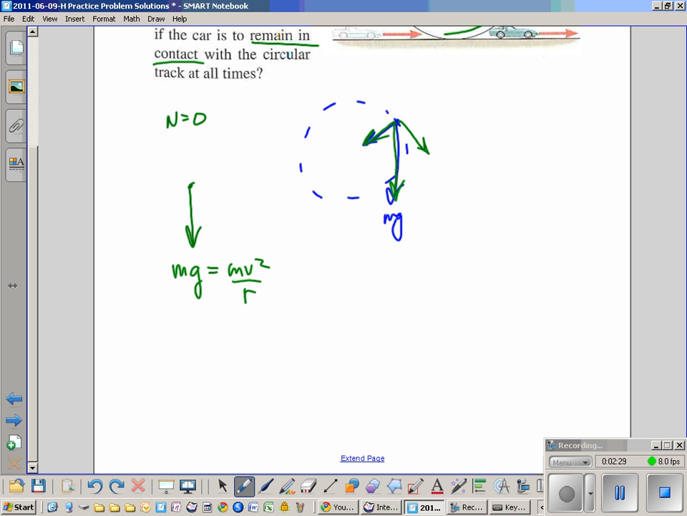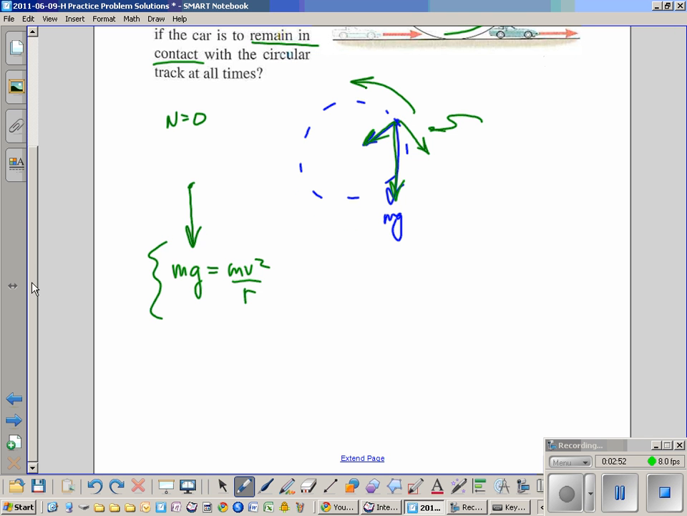If the car's moving in this direction, by the way, what's happening to its speed? It is slowing down, right? We've got this vector right here that's anti-parallel. That makes sense. Wouldn't you expect a car as it goes around to slow down a little bit? We break the vector down into those two perpendicular components. So we know that mg has got to be equal to mv squared over r.